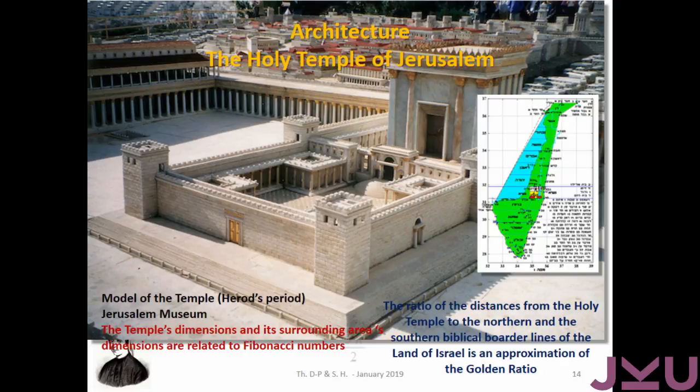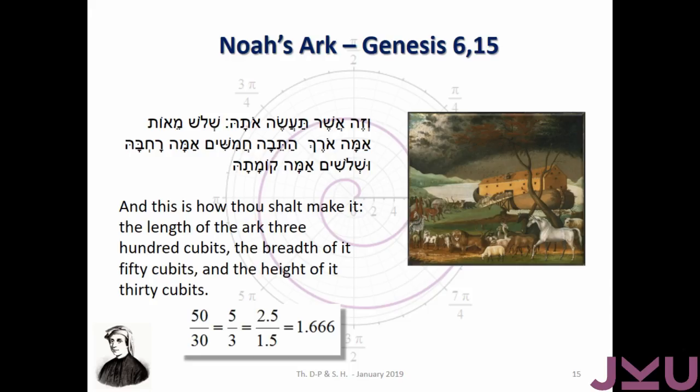And there is a saying in the Talmud that Jerusalem is at the center of the land of Israel. How can you do that with a shape which is not a regular polygon? But actually, according to some descriptions of the borderlines of the land of Israel in the book of Numbers, at the end of the book, 29th chapter, the distance from the Holy Temple to the northern borderline and the distance from the Holy Temple to the southern borderline, the ratio is a golden ratio.